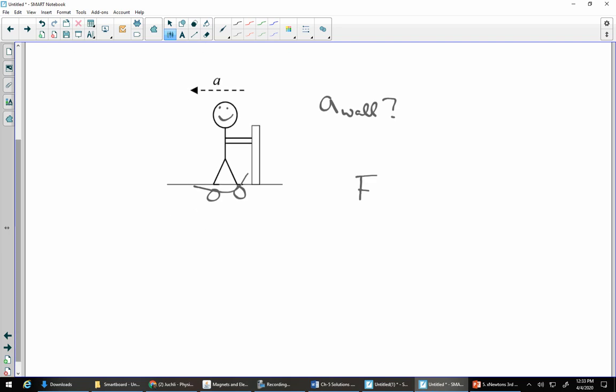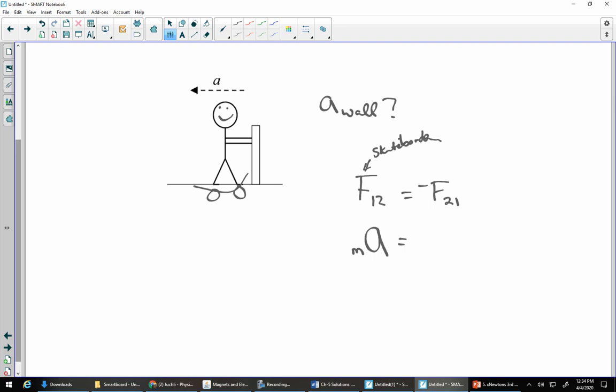If we know that the force of 1 on 2 is equal to the force of 2 on 1, in the opposite direction, we'll put a negative in there to represent that. Let's say that force 1 on 2, this is me, the skateboarder. So the skateboarder has a relatively small mass and is going to have a relatively large acceleration.